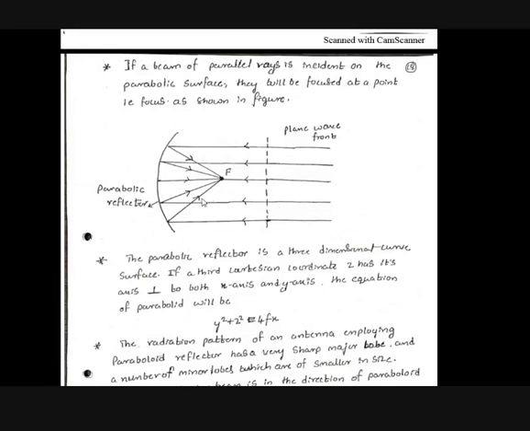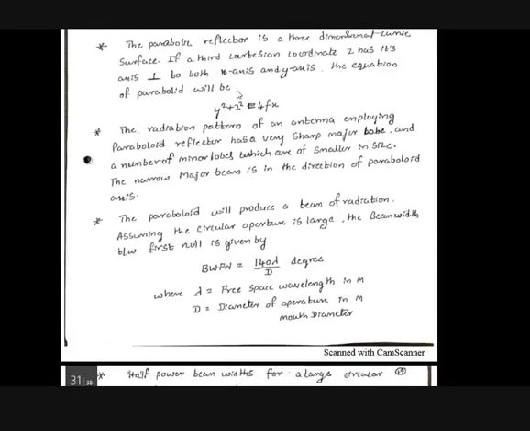If this parabolic reflector is a three-dimensional curve, remember, the third Cartesian coordinate z has its own axis, another axis other than the x and y axes, perpendicular to the x axis and the y axis. Then the equation of the parabola can be written as y square plus z square is equal to 4fx.